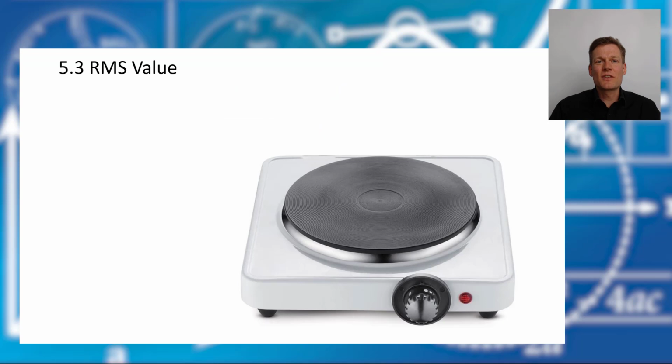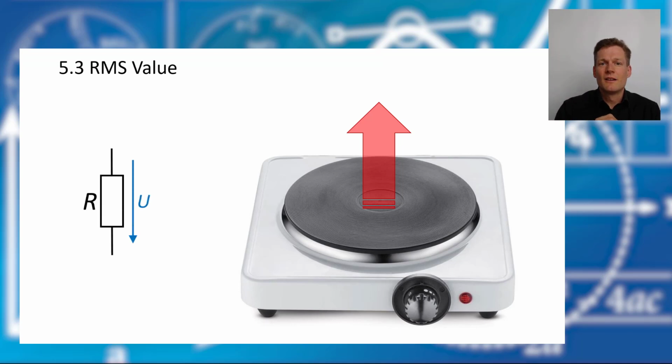Okay, let's come to the next definition, the RMS value. Let's think about a cooking plate. When we switch it on, it gets warm and we get heating power from it. And a cooking plate is just like an ohmic resistor.